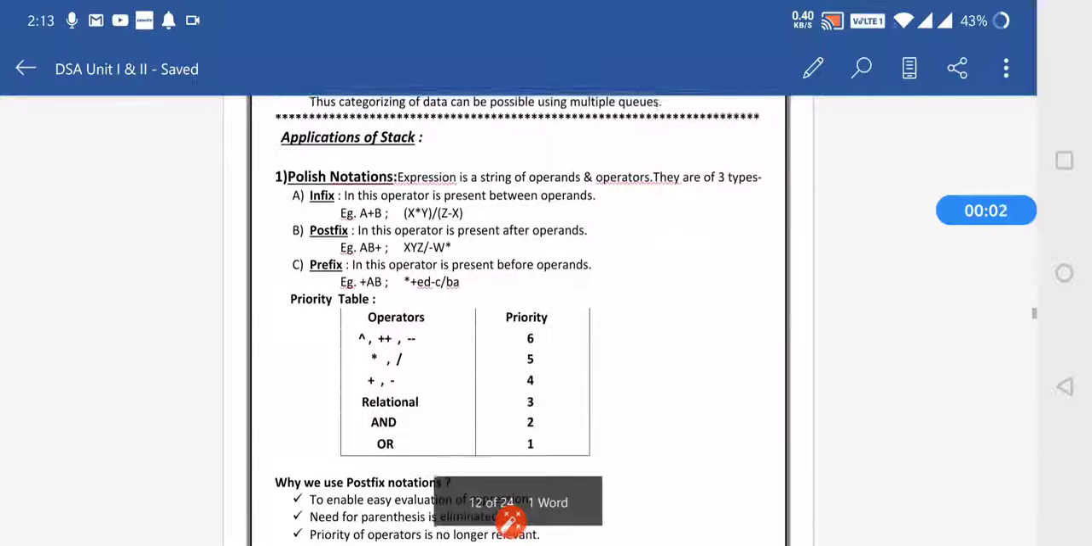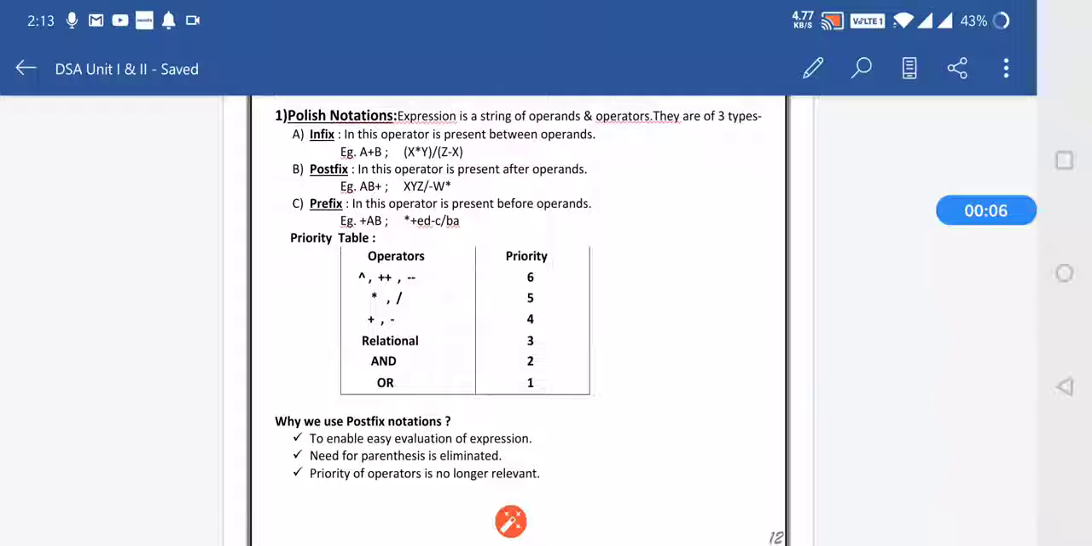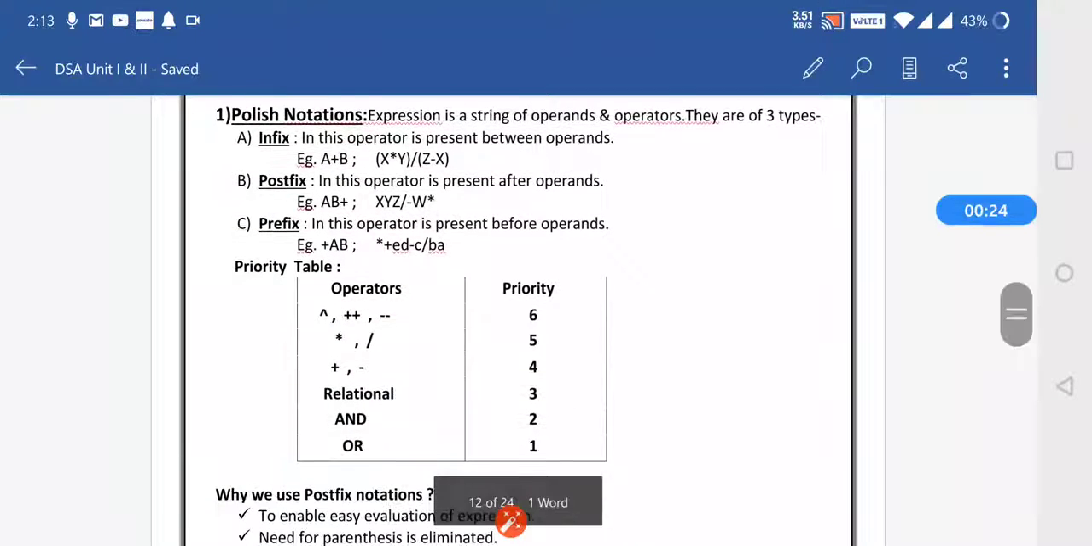So dear students, in this section we will see the Polish notations. We know that Polish notation is nothing but the application of stack, and that is nothing but infix, postfix and prefix operations. So what are infix, postfix and prefix? They are nothing but the expressions where the operands and operators are arranged in a particular way. That is called the Polish notations.